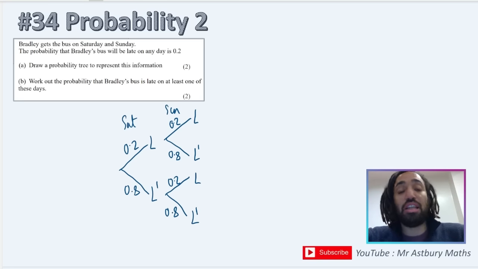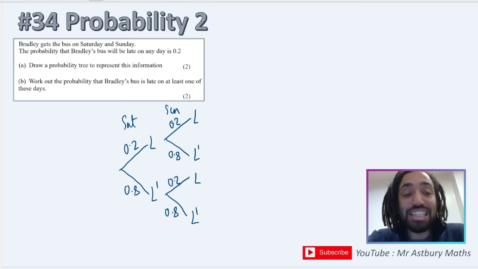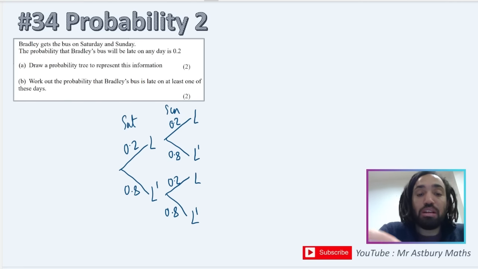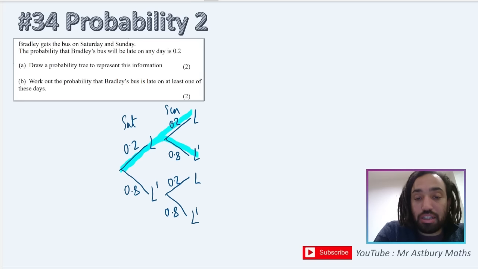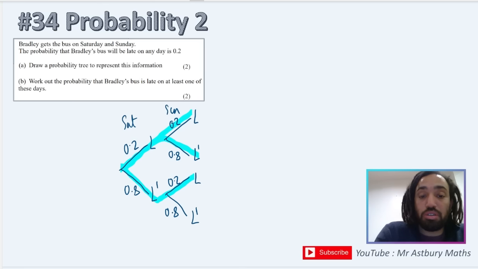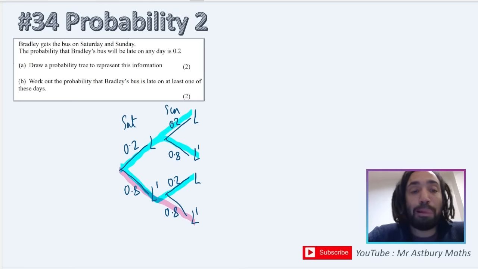And then it says is it late on at least one of these days. Well, let's draw all the branches which give us at least one late. Well, two lates is at least one. A late and a not late is at least one. A not late and a late is at least one. And the only one which is not is if they're not late on both times.